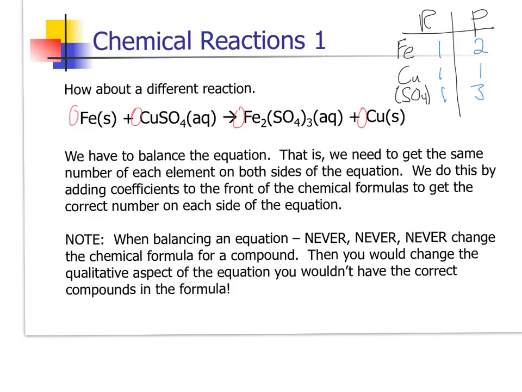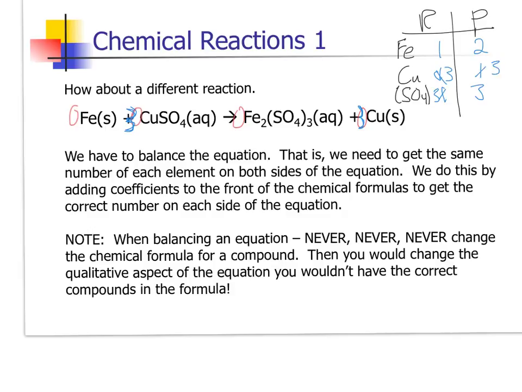I'm going to start with putting a 3 in front of the copper 2 sulfate. Well, that changes my sulfate now to 3, but that changes my copper to also 3. And you might be thinking to yourself, Mr. Peterson, why did you do that? Now copper's not balanced. Well, copper is actually very easily balanced by putting a 3 in front of the copper on the product side.